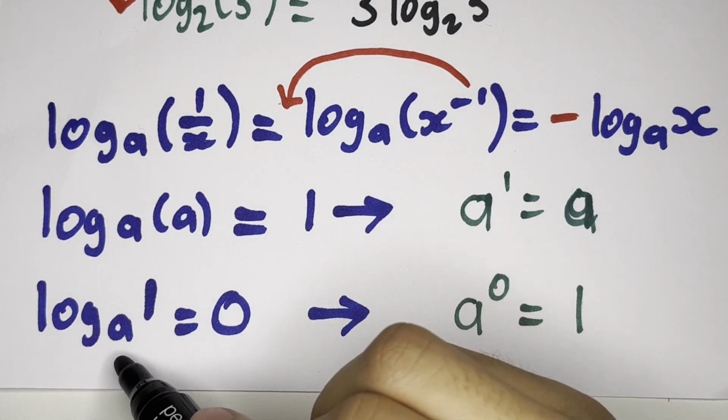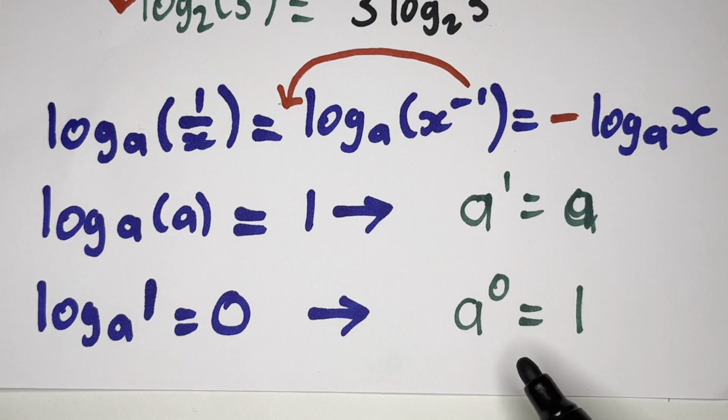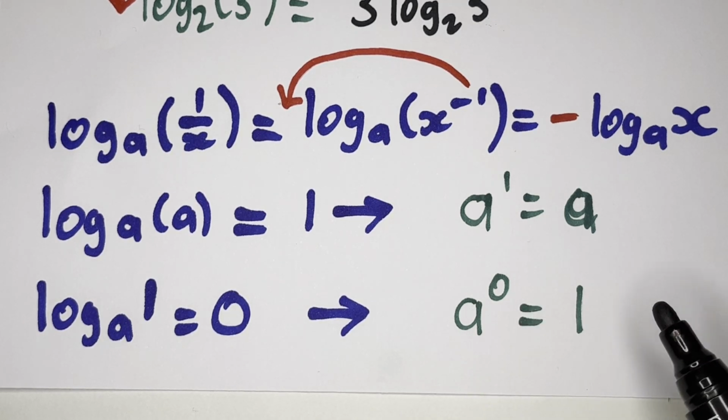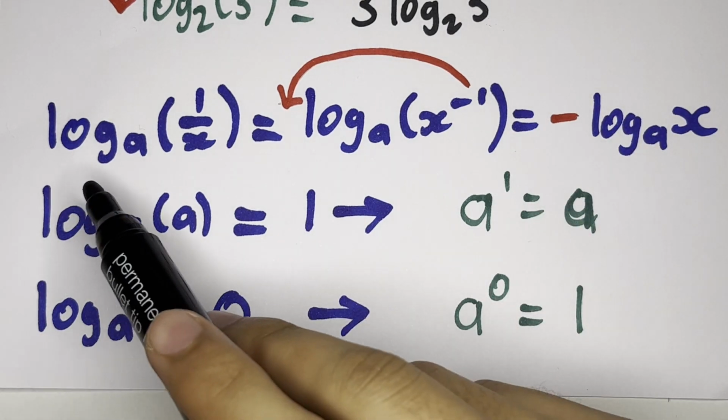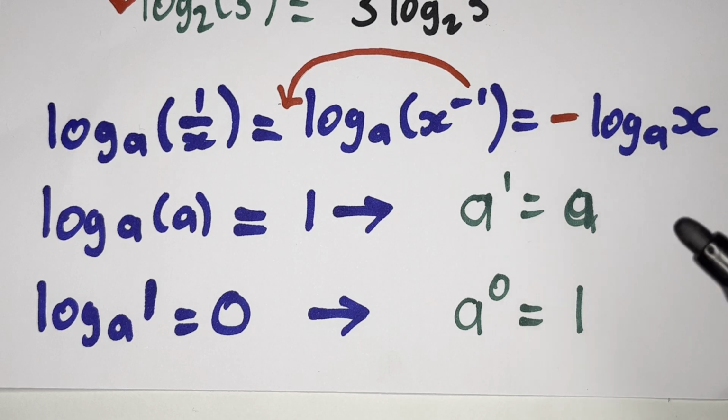Similarly, log a of 1 is equal to 0. Again, if you look at the definition of the logarithm, anything to the power of 0 equals 1, so this also makes complete sense. It's important to remember that in all of these cases, a can mean anything, but in the first three rules, your bases have to be the same.